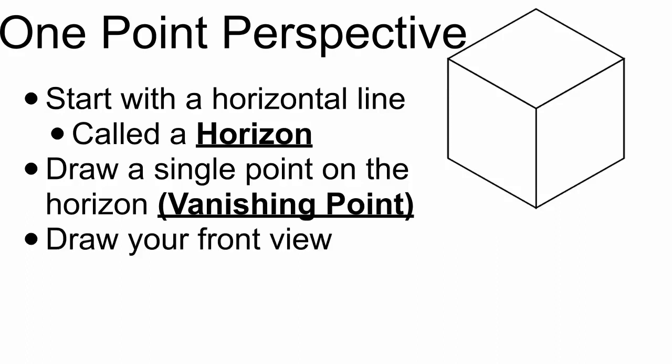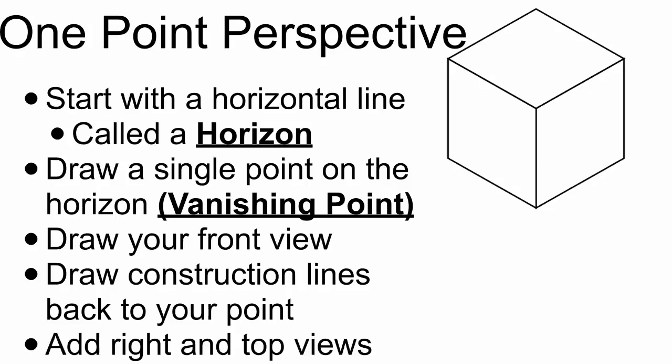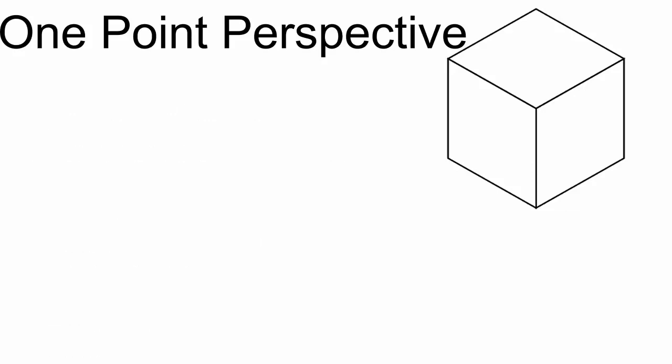Once you have that accomplished, you're going to draw your front view. So if I'm drawing this cube, which I'll do in just a minute, I want to draw the front view, which is going to just be a square here. We'll add on our right and top views in just a moment. Once you have that drawn on there, you want to draw construction lines back to your point, and we'll make that a little bit more clear here in just a moment. And then finally, add your right and top views. So let's go through an actual working of this and see how it functions.